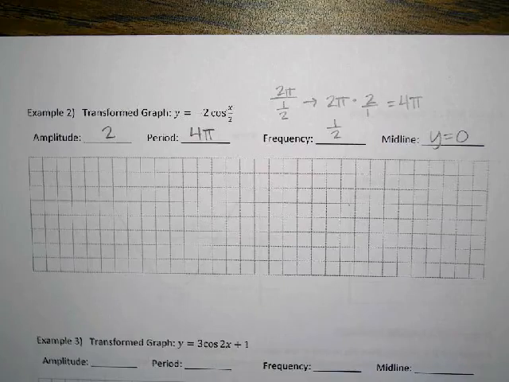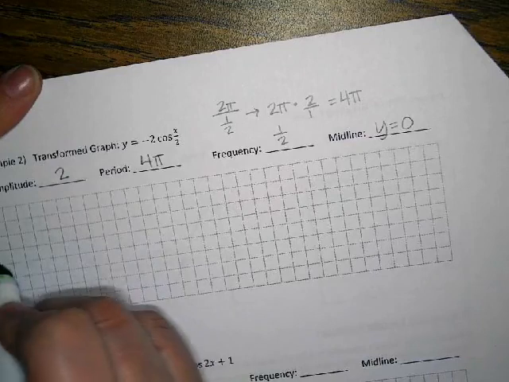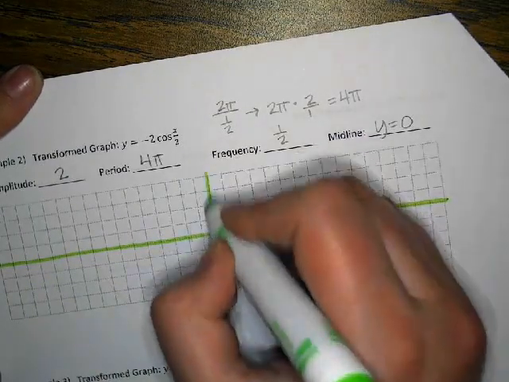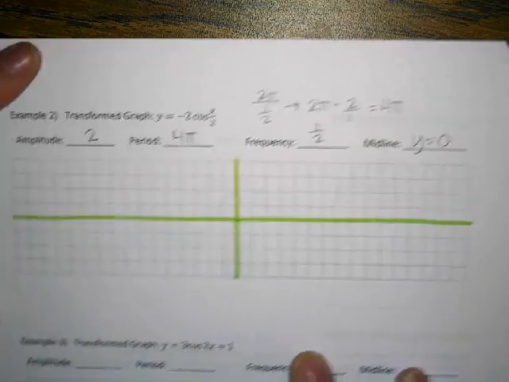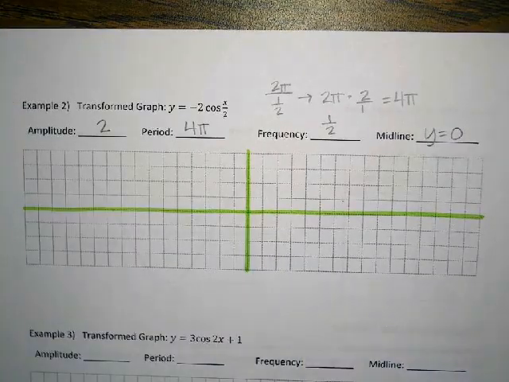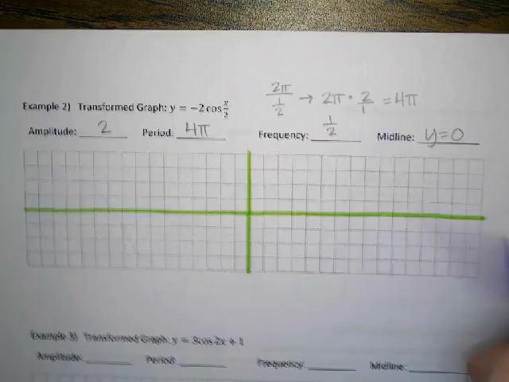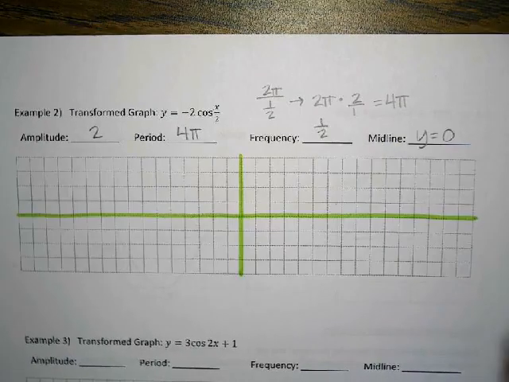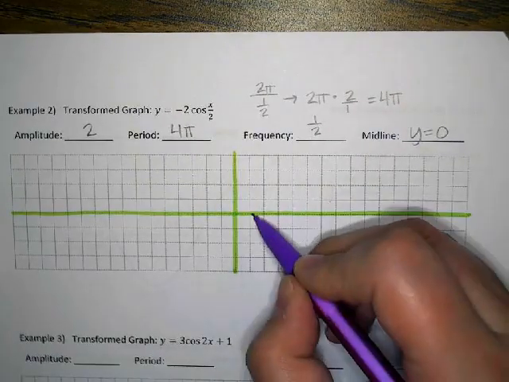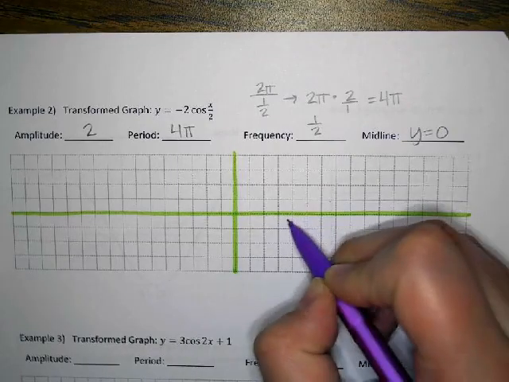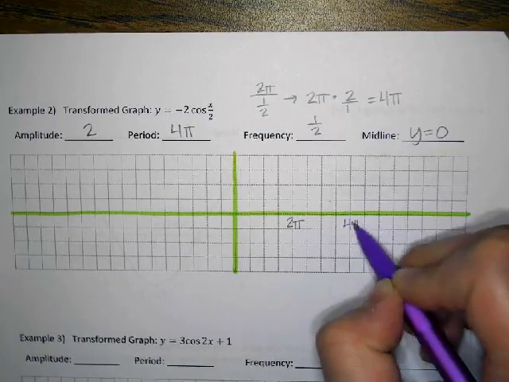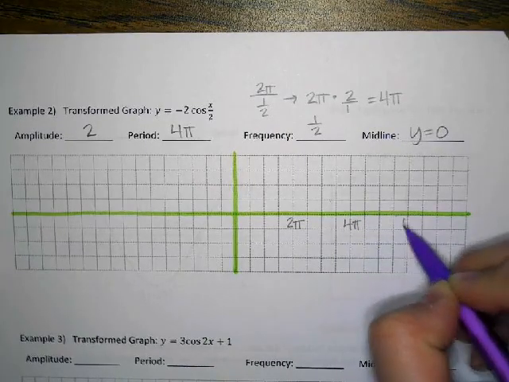I'm going to go ahead and draw the x and the y axis. And I'm going to go ahead and spread this one out a little bit more since 4 pi is supposed to be a more spread out period for the graph. So I'm going to count 1, 2, 3, 4 boxes and put 2 pi. 1, 2, 3, 4 boxes, 4 pi. 1, 2, 3, 4, 6 pi. Then 8 pi.